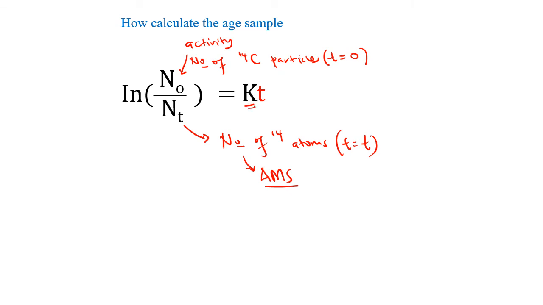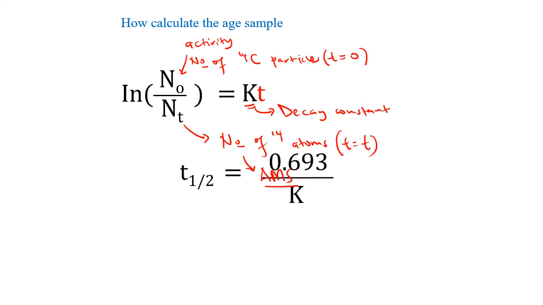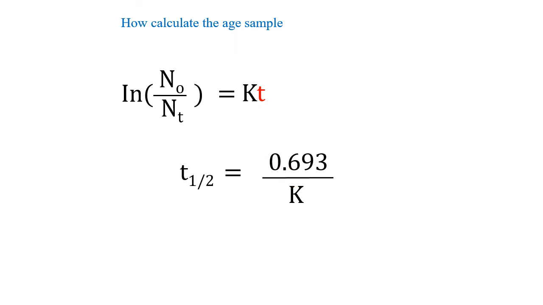However, the value of K is known as the decay constant. So the decay constant of carbon-14 can be obtained from its half-life. And when you look at half-life, it is given by 0.693, also written as natural log of 2 over K. So we can get the K because we know the half-life of carbon-14, which is 5,730 years.